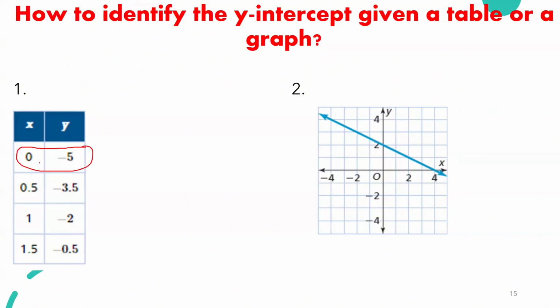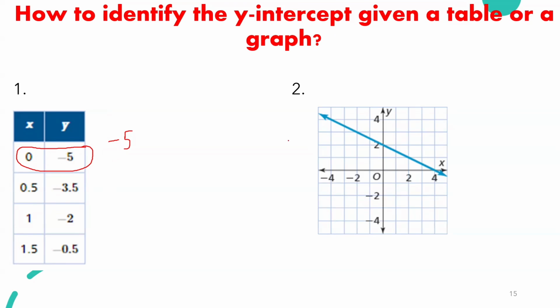So if you look at the table here, when x is 0, y is what? -5. So -5 would be our y-intercept. It means that if you plotted these points on a graph, the line would cross the y-axis below the origin. All right, again, using a table, how do we identify the y-intercept? The y-intercept is the value of y when x is 0, or the y-coordinate when x is 0.